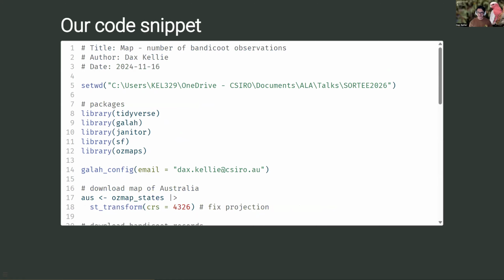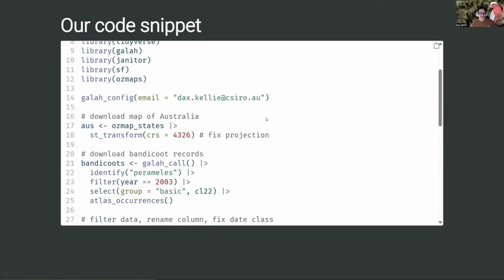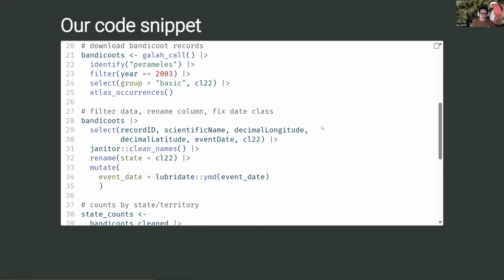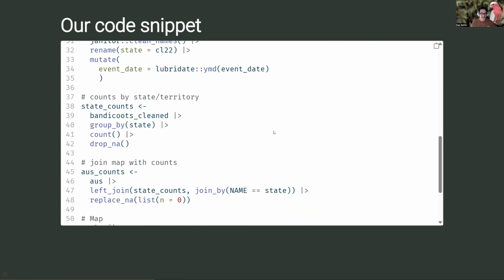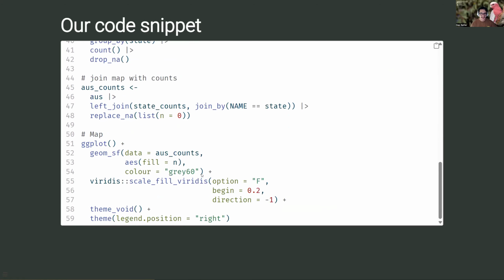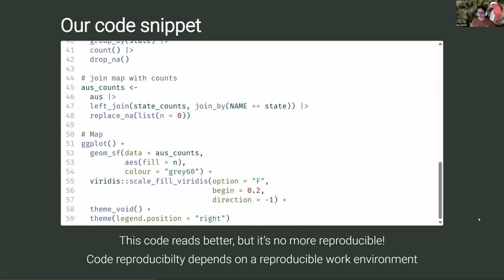So let's clean it up. And I've done that here. I've added a title. I've added some nice sectioning. You can see the steps a little clearer where I'm downloading things, I'm filtering things, I'm joining things, and then I make this map. So my code looks a lot nicer. But the thing is, this code reads better, but it's actually no more reproducible.